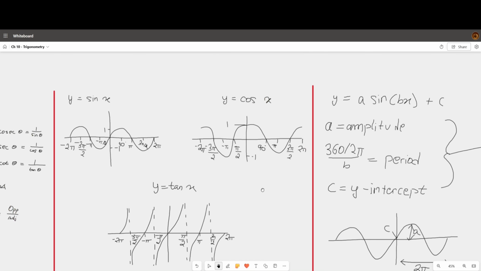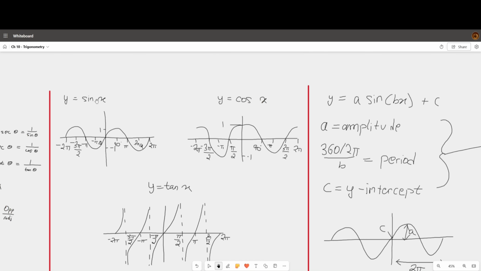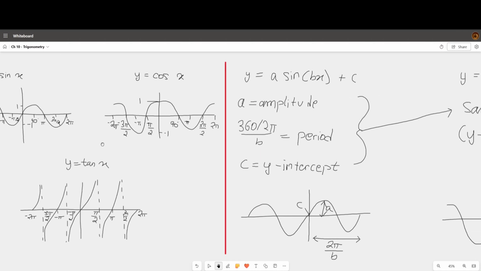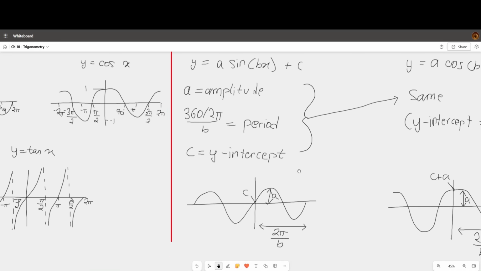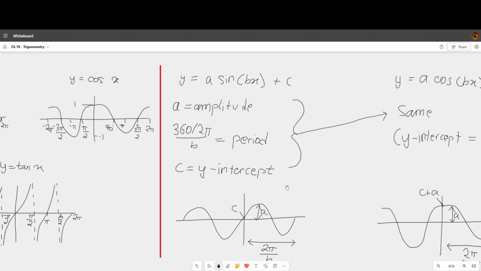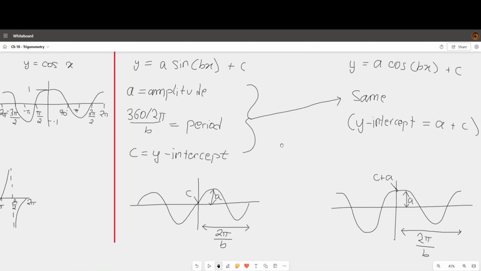So if we come over here, we can see that the b value is 1 here. So the function repeats every 2 pi radians, or every 360 degrees. That's what the period is: after how many intervals does the function repeat? And then c is just the y-intercept, as always, for any graph.